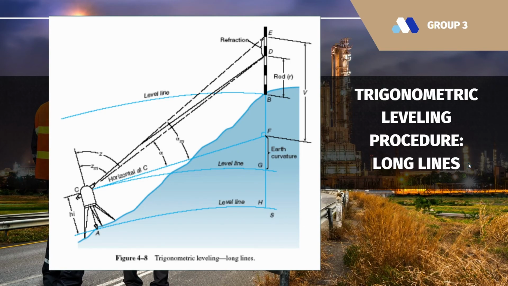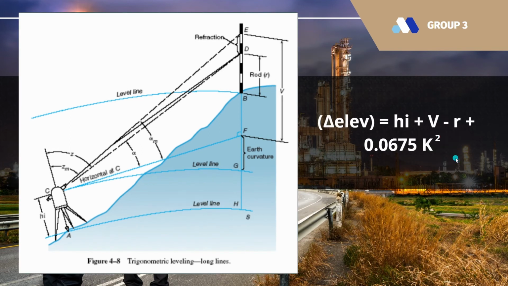To continue, we will be talking about the trigonometric leveling procedure with long lines. Our formula will be quite similar to the previous formula for change in elevation in short lines, which is HI plus V minus R, but with the addition of the value 0.0675 K squared, which is the combined correction. We have this because we are now dealing with curvature and refraction. But aside from this formula, there is another technique in solving for the change in elevation.